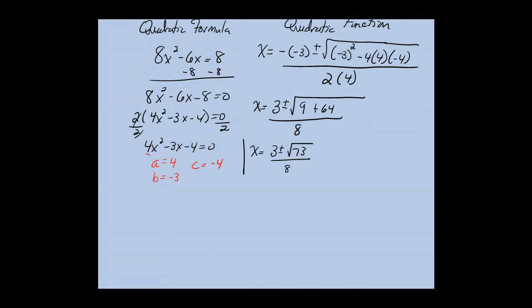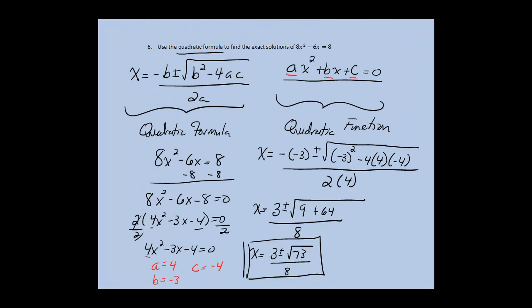There we go. X equals 3 plus or minus square root of 73 all over 8. So that's how we're going to solve and get those two answers. This would have been quite a difficult one to factor, because if we wanted to factor, we would have had to try to find factors of 16 that give you negative 3, and there aren't any. So that's a good indicator that we would have had to use the quadratic formula to solve this question.